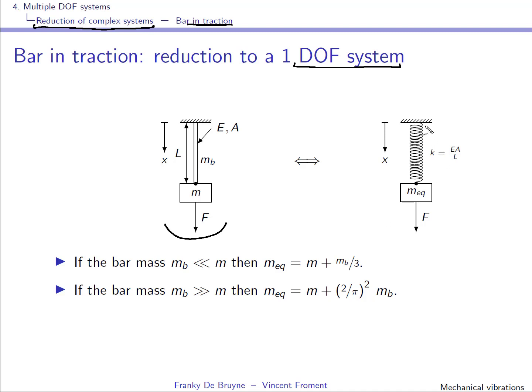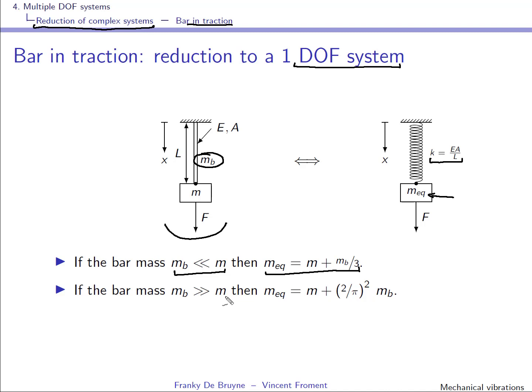We had seen previously that you could replace it by a spring mass system with a spring value that is given by this expression, and then you had to replace m by an equivalent mass that takes into account the mass of the bar, okay? We've seen previously that if this bar here has a mass that is substantially smaller than m, you should take the equivalent mass like that.